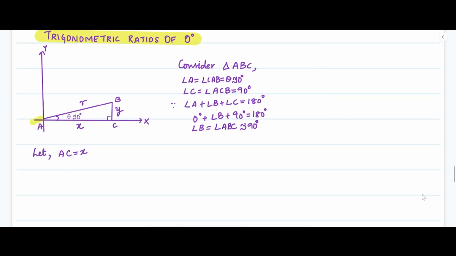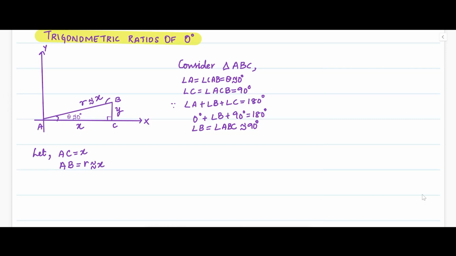When we look into this triangle ABC, we have taken AC to be equal to x. Now since we are considering our angle to be equal to almost 0, we can say that since this side AC is x, this side AB will be almost equal to x. Since we are considering our theta to be almost 0 degrees, our side AB will be almost equal to our side AC. So therefore we can say that the length of our hypotenuse R will be almost equal to x. That is, our length AB will be almost equal to x. So AB, which is equal to R, will be almost equal to x.